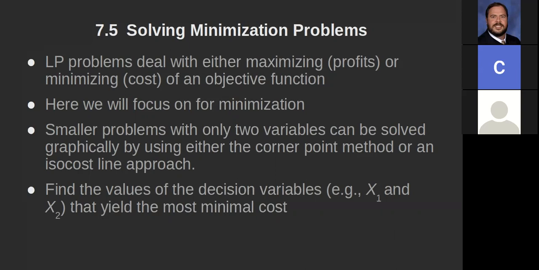Smaller problems with only 2 variables can be solved graphically by using either the corner point method or an isocost line approach. Here we want to find the values of the decision variables, for example, x1 and x2, that yield the most minimal cost.